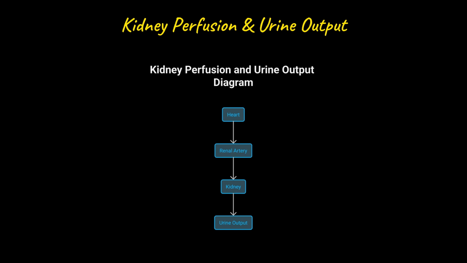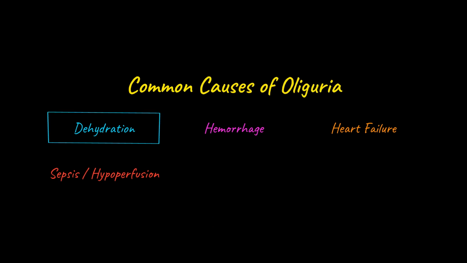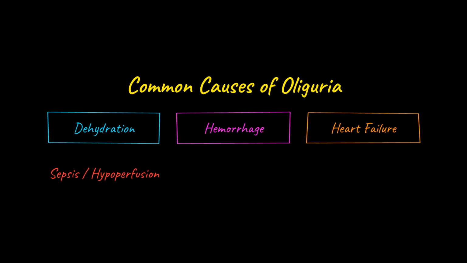Blood flows from the heart through the renal arteries, and the kidney filters it through glomerular filtration and tubular reabsorption. Any disruption, dehydration, hemorrhage, heart failure, or sepsis, reduces that flow and cuts urine production rapidly. Oliguria can stem from several serious underlying causes: dehydration, hemorrhage, heart failure, or sepsis-related hypoperfusion. This is why the PCT cannot simply encourage oral fluids and move on.